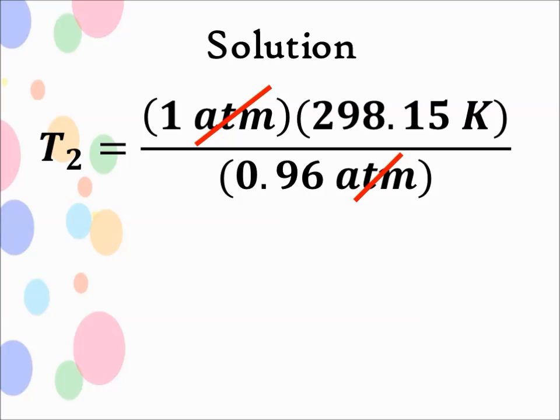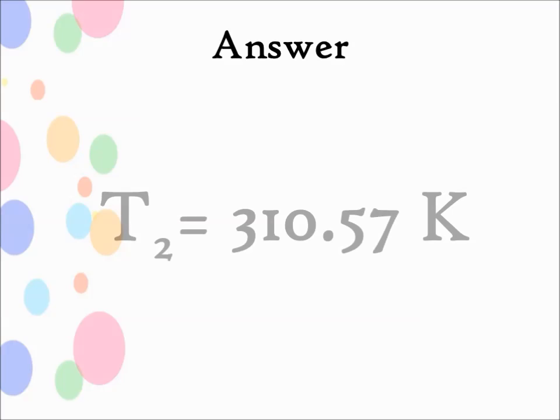So let's perform the operation. 1 times 298.15 Kelvin, that's 298.15, divided by 0.96. So temperature 2 now is 310.57 Kelvin. So that is our answer for T2. Okay? You may copy the problem, you may copy the solution.